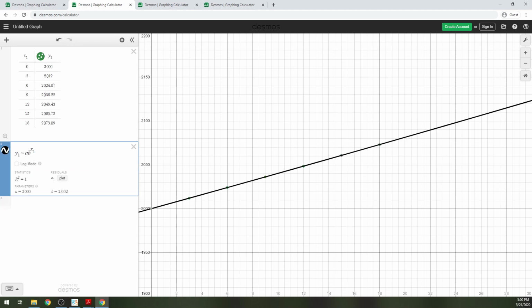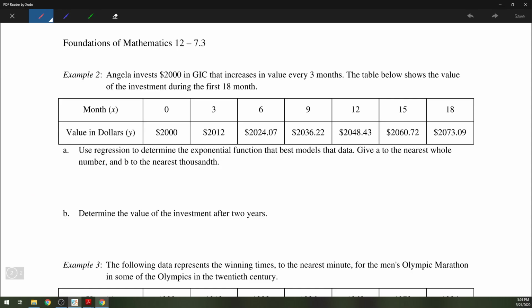Again, these numbers were chosen specifically for this question, so r squared is going to be very high. The parameter a is actually exactly 2,000, so that's good, and the b value is going to be 1.002. So we can just go ahead and record those. So y equals 2,000 times 1.002 to the x power.